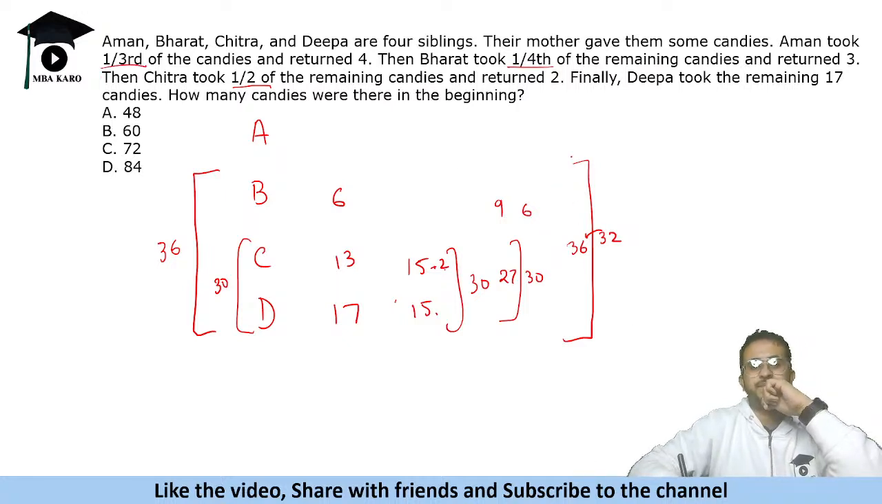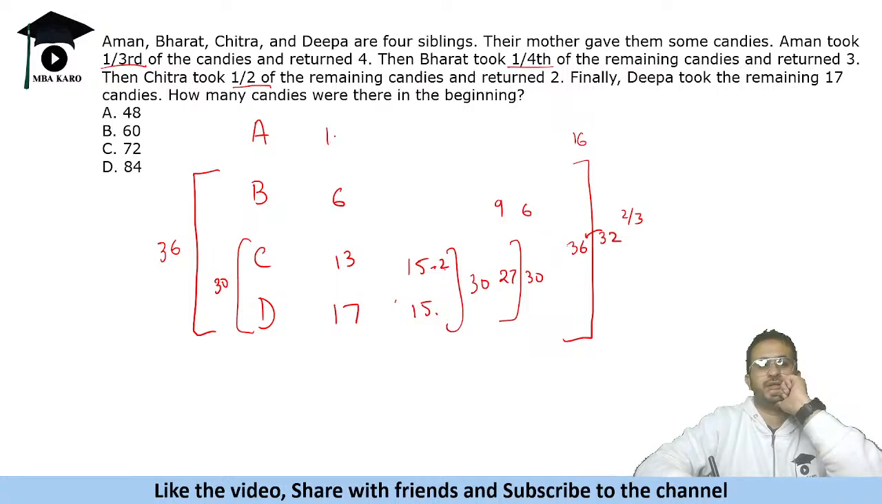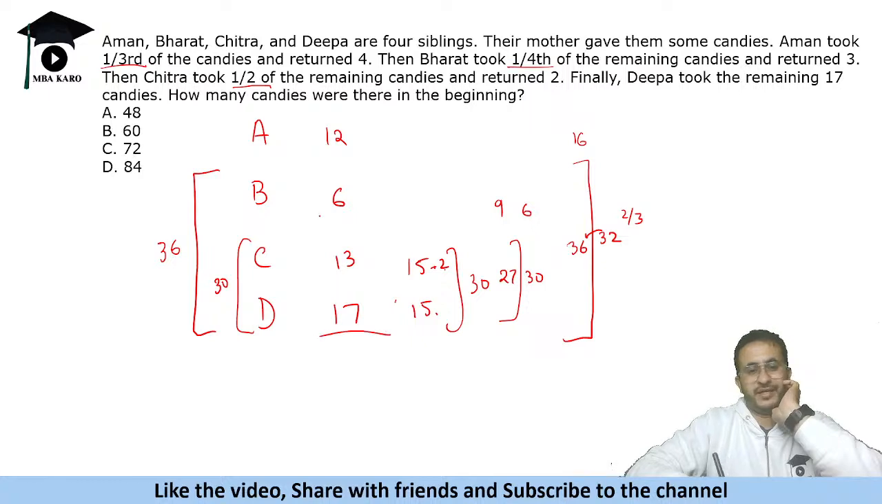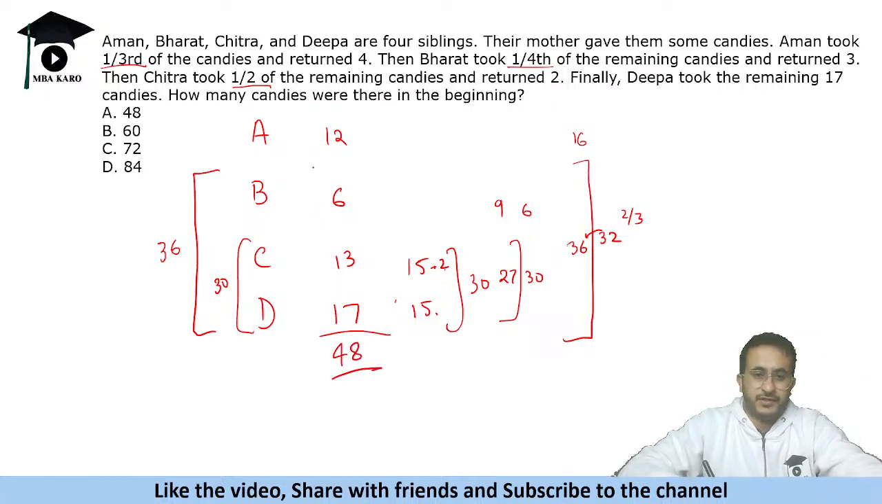So that means this was 2/3. So he must have taken initially 16 and he returned 4. So that means he took 12 candies. So total we will get as 48 candies. ठीक है, तो अभी से रिवर्स में मैं चेक करूं.